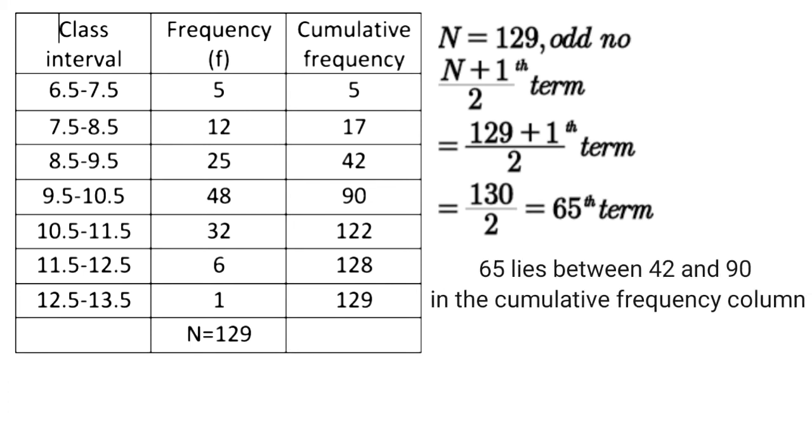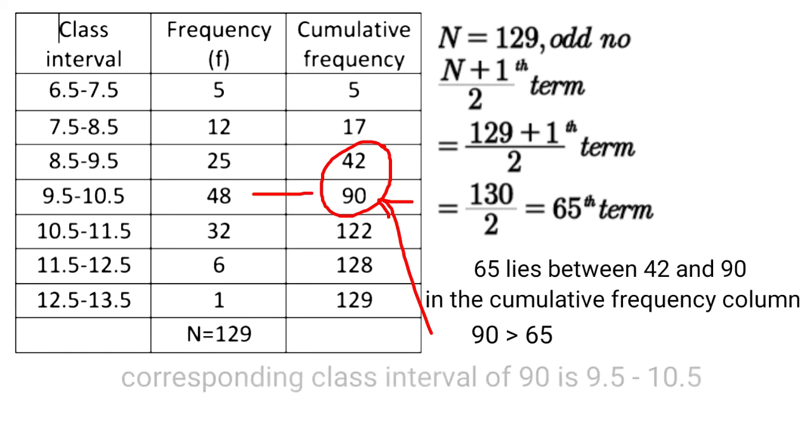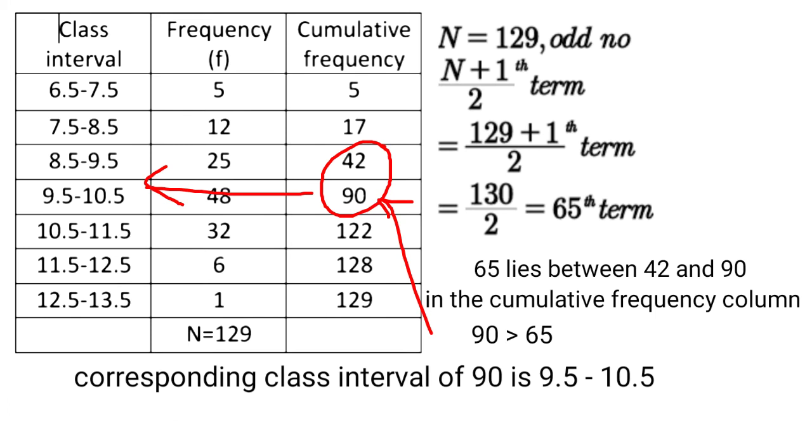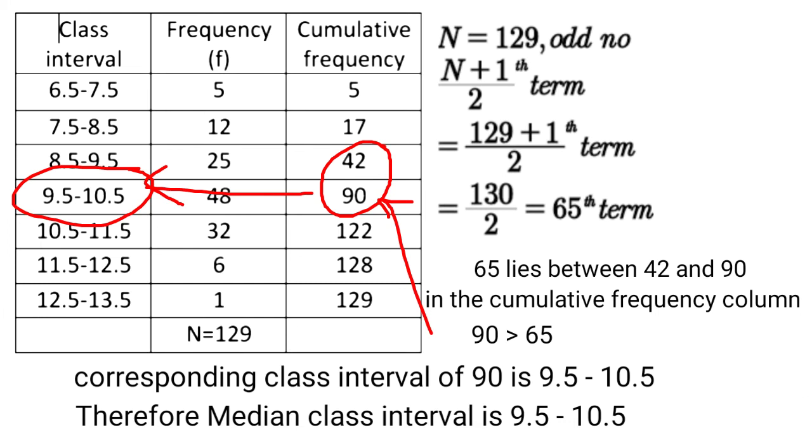65 lies between 42 and 90 in the cumulative frequency column. 90 is greater than 65. Therefore, we consider the value 90 in the cumulative frequency column. The corresponding class interval of 90 is 9.5 to 10.5. Therefore, the median class for this question will be 9.5 to 10.5.